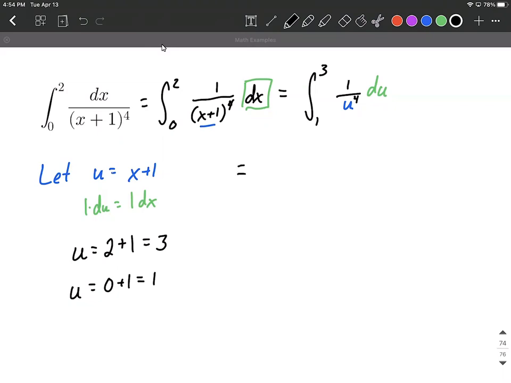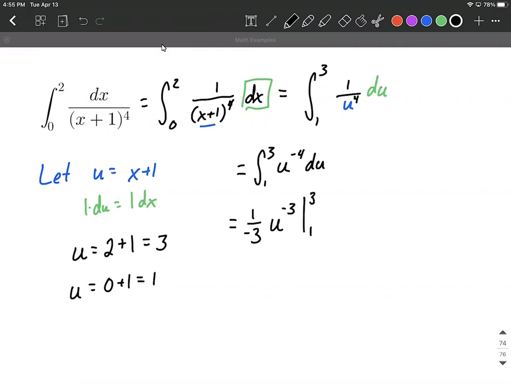From here, we next want to actually do the integrating. But before we do that, I think it'll be a little bit more helpful if we rewrite that instead of 1 over u to the fourth power. Let's move that up to the numerator, make it a negative exponent. Then we can use our power rule to integrate. So remember, on the power rule, you're going to increase the exponent by 1. So negative 4 plus 1 makes negative 3. And then divide by that new exponent, or you can put 1 over that new exponent in front. This is still bounded by 1 and 3.